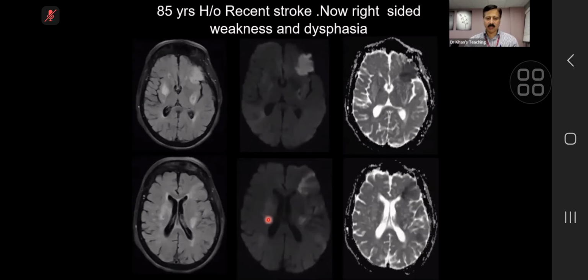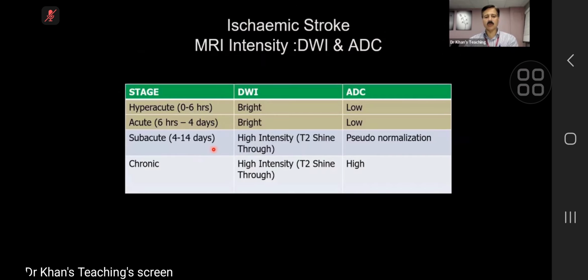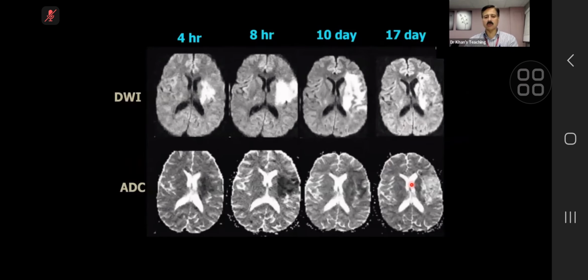And then you compare this high with the ADC. And what do you think is the ADC? So that is T2 shine through. Shine through. And on the other hand, the acute infarction had low ADC. So this is that concept of subacute. So I go back and subacute, high signal, T2 shine through, pseudo normalization or shine through.